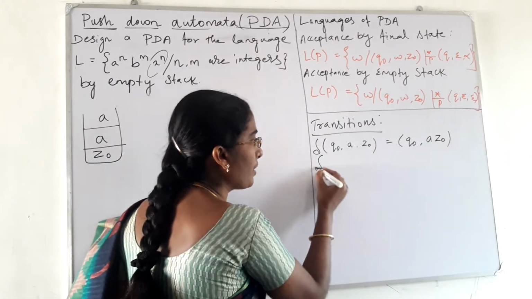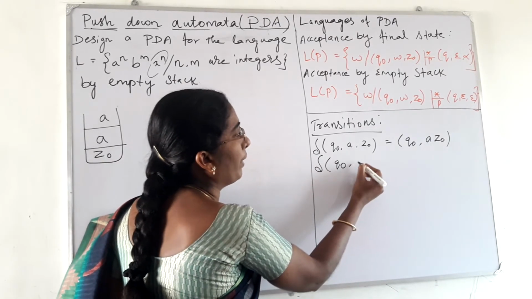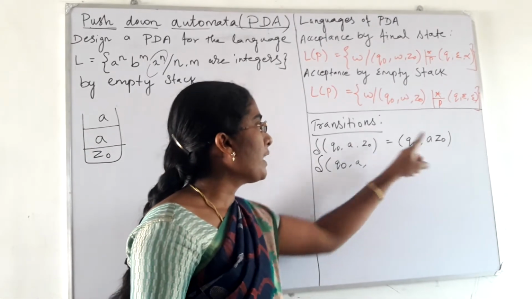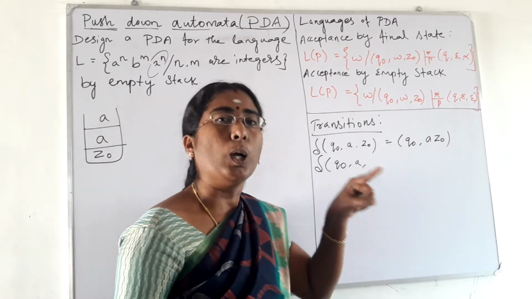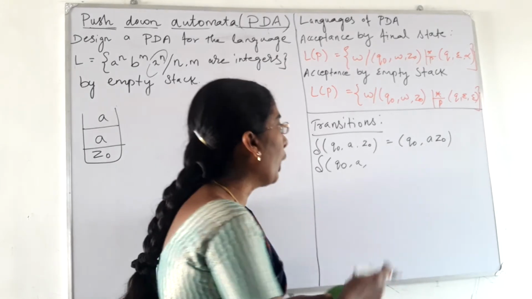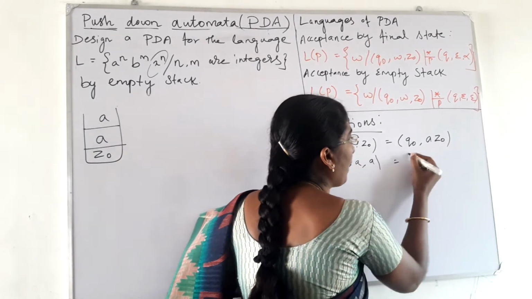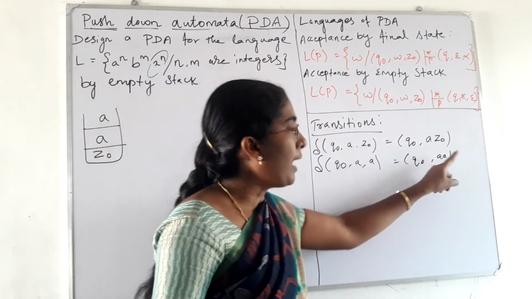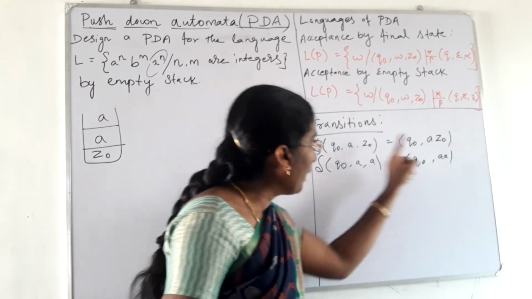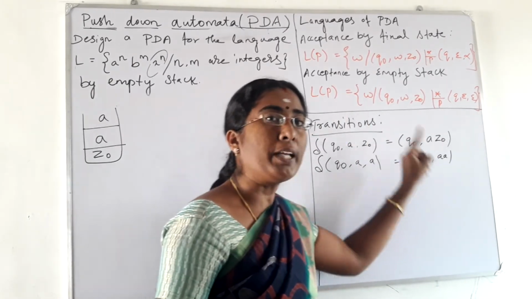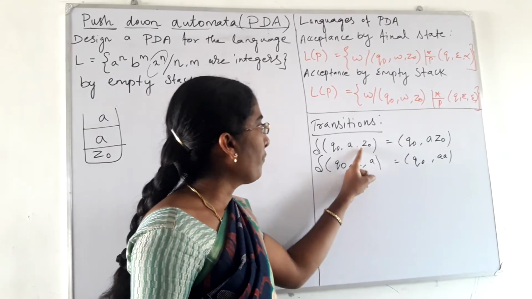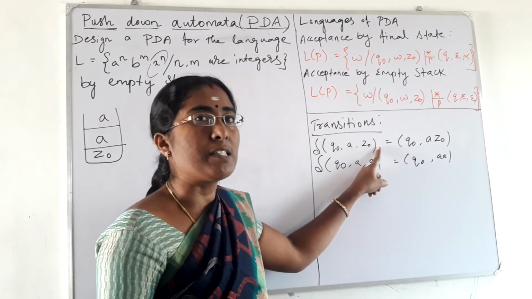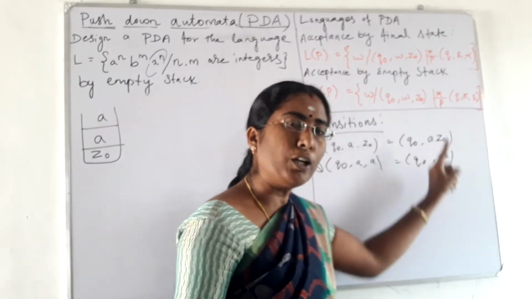Here what is the transition? The respective transition is Q0, comma, the input symbol is again A. Now what is the top of the stack? The first A was pushed onto the stack, so the stack already has an A, and the top of the stack will be A. It is equal to Q0, comma, AA. The top two elements are A and A. This transition will be repeated for n number of A's. This is the first step with the top of the stack as Z0. If you want to read 100 A's, the same transition can be repeated 100 times.